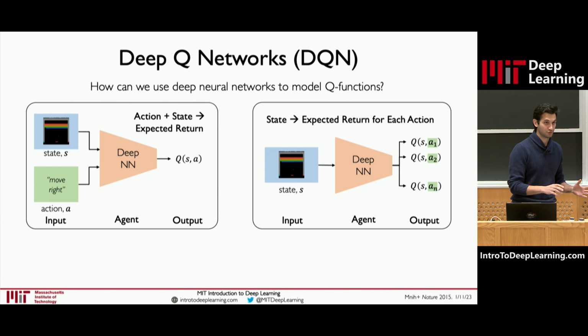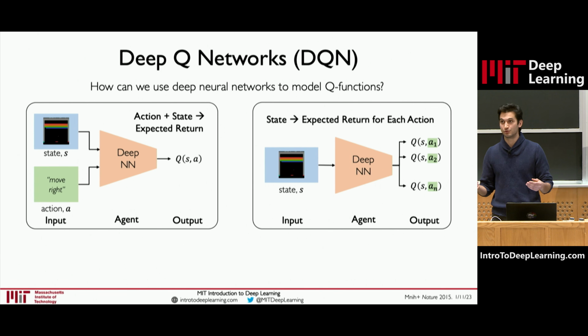Now, oftentimes what you'll see is that if you wanted to evaluate, let's suppose, a very large action space, it's going to be very inefficient to try the approach on the left with a very large action space, because it would mean that you'd have to run your neural network forward many different times, one time for every single element of your action space.